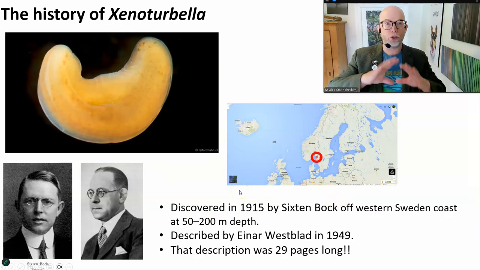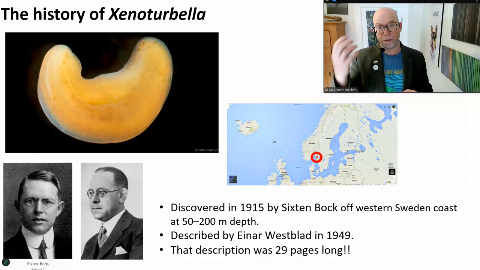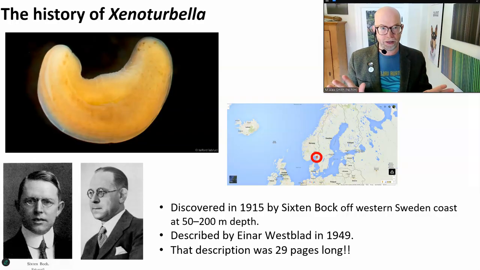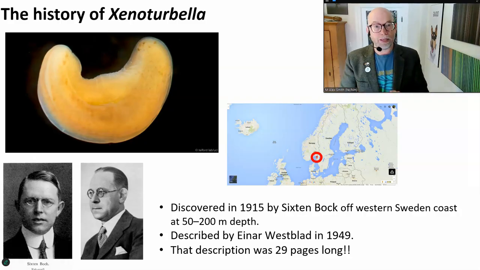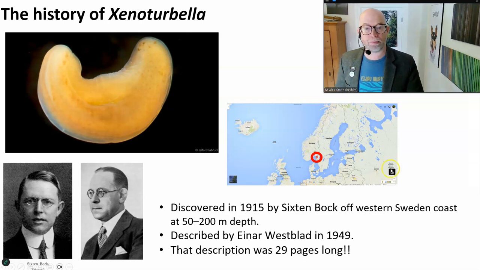because it has had a tortured taxonomic history. If you think the uncertainty of whether it's a bilaterian or a deuterostome is its current manifestation of its tortured taxonomic history, it's had worse. So, 1915 in Sweden, the western coast of Sweden, at a depth somewhere between 50 to 200 meters, Sexton here discovered this tiny little smidge of an animal.